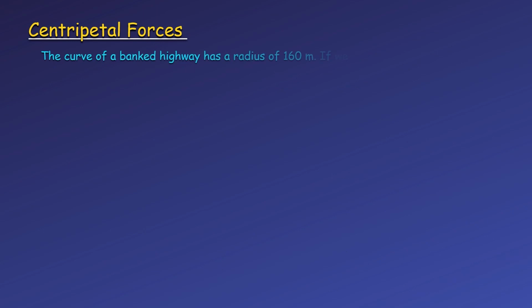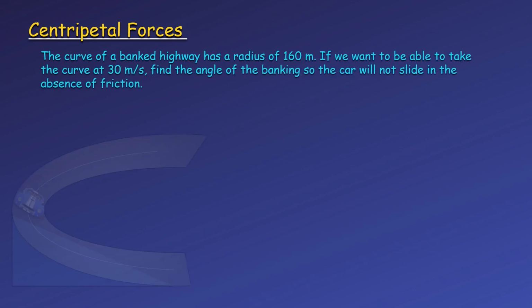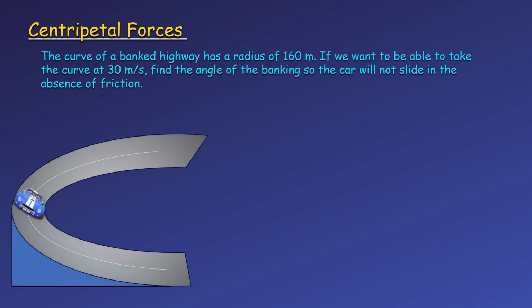Now let's look at a car going around a curve, but the curve is now banked. In this case, the curve has a radius of 160 meters. If we want to be able to take the curve going 30 meters per second, we want to find the angle of the banking needed so that the car will not slide outward in the absence of friction.